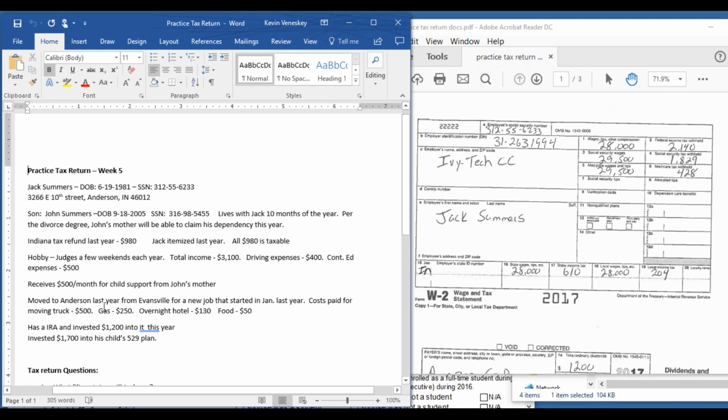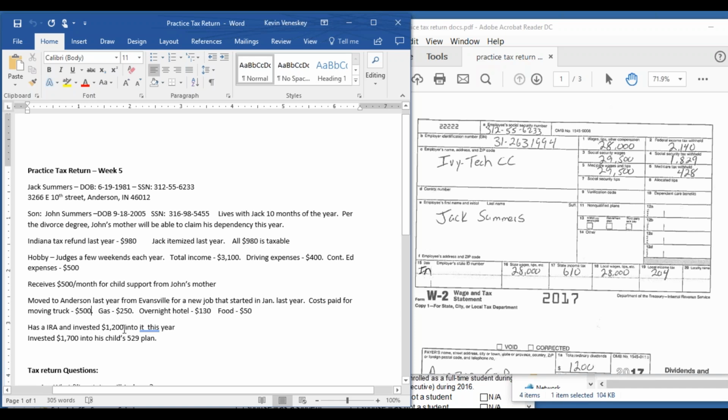He had a job. He moved from his old job to a new job, and we did this example in part 1 of the lecture, where he moves from Anderson to Evansville. So that is allowed because of meeting the distance test. So we will be able to take these as a deduction, all of them except, of course, the food. We can't take that one. We'll put in his IRA amount.